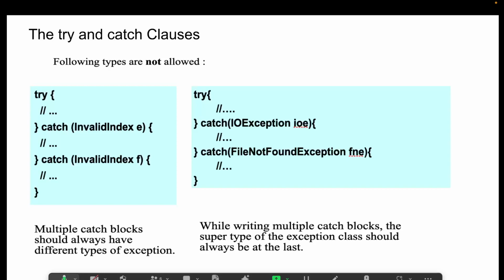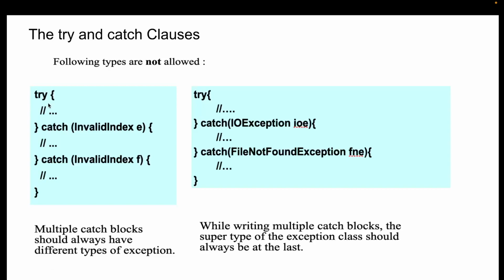Now see this slide. This is like try and catch clauses. So we are trying to write the try and catch blocks. In the first picture you can see that there are multiple catch blocks written, and the same type of exception has been mentioned in both the catch blocks. So this is not allowed in Java. Whenever there are multiple catch blocks, they should have different types of exceptions.